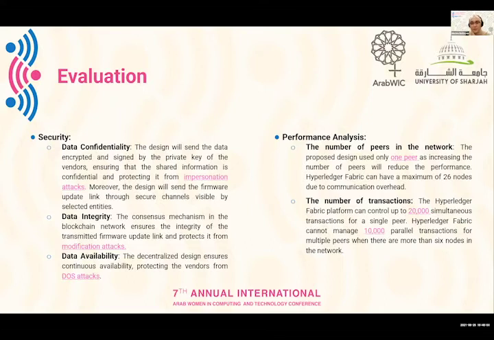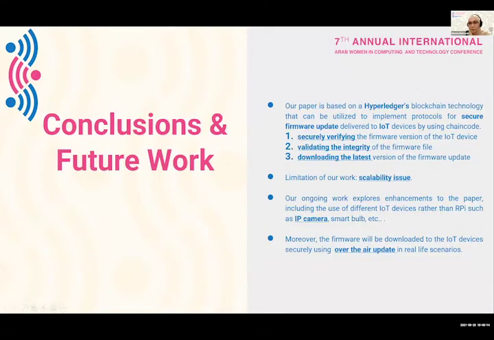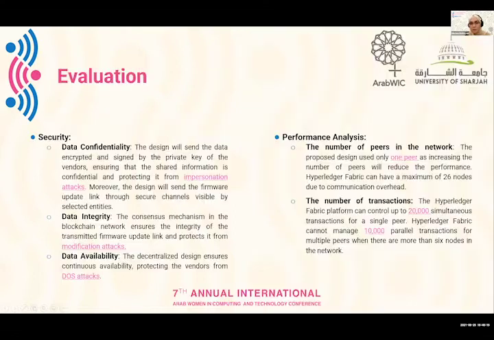Also, for the performance analysis, we demonstrated our work in one peer, but it can have a maximum of 26 nodes. And also for the number of transactions, Hyperledger Fabric can handle up to 20,000 simultaneous transactions if we are using one peer. But if we are using multiple peers, it cannot handle more than 10,000 parallel transactions.